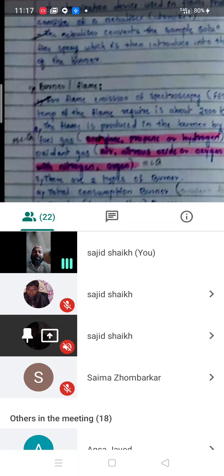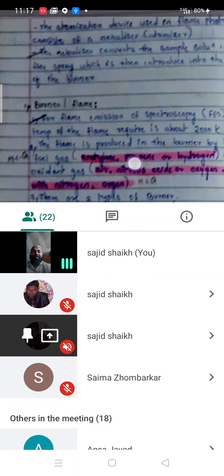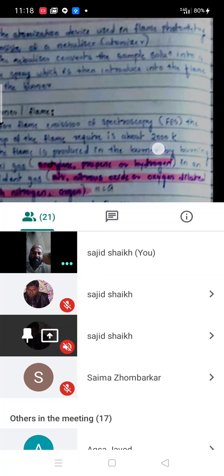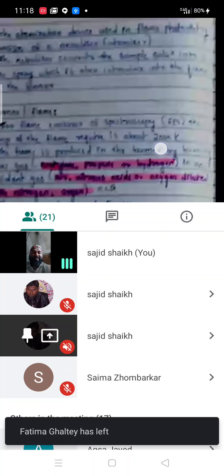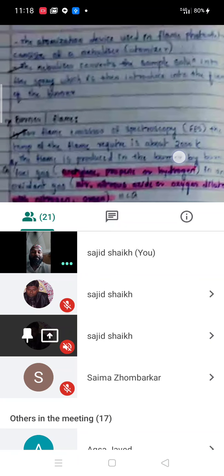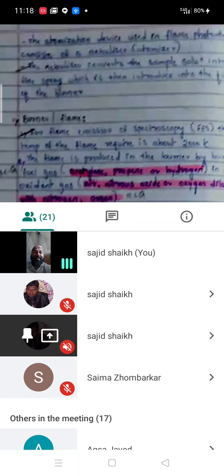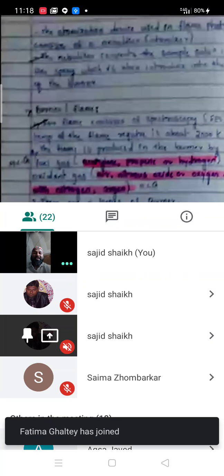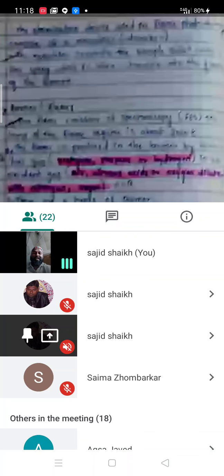Now we have to talk about the important component of this type of spectroscopy, or photometry, which is the burner, or say the flame. Flame emission spectroscopy we can call in short FES. The temperature of the flame required is about 2000 Kelvin. The flame is produced in the burner by burning the fuel gas and oxidant gas.